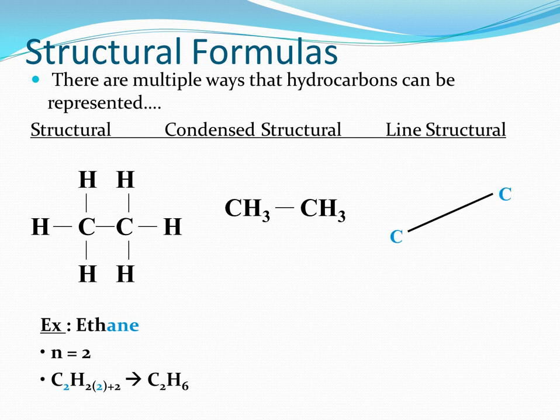There are several ways that we can draw organic molecules. Here is a structural formula, a condensed structural formula, and a line structural formula. Please note the difference between the types of formulas because assignments may specify a certain kind of formula. These formulas are for ethane. Ethane has 2 carbon atoms and 6 hydrogen atoms.